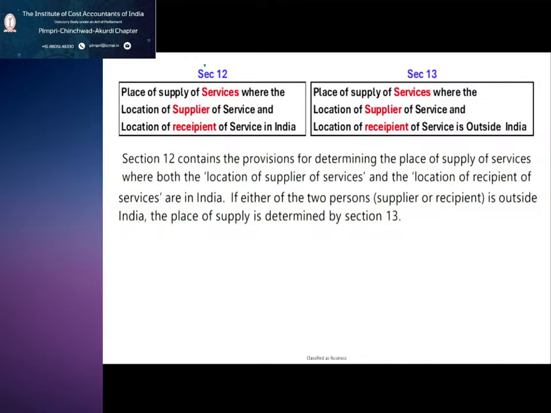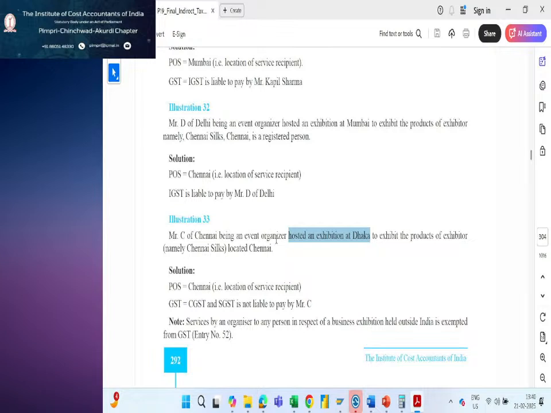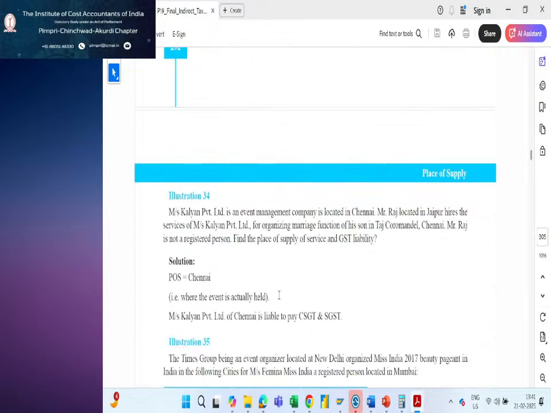But in this particular example, we are seeing that the event is at Dhaka, but the event organizer is from Chennai. So that is why section 12 is applicable here. The place of supply is the location of the service recipient, and GST is not applicable because as per the exemption notification, a business exhibition held outside India is exempted. So that's why in this particular case GST is not applicable.